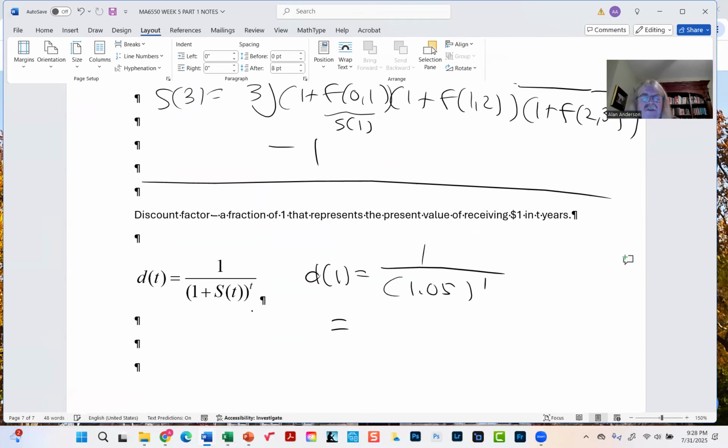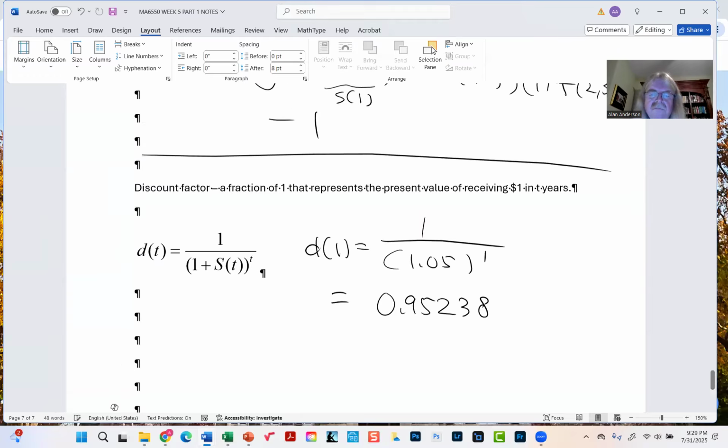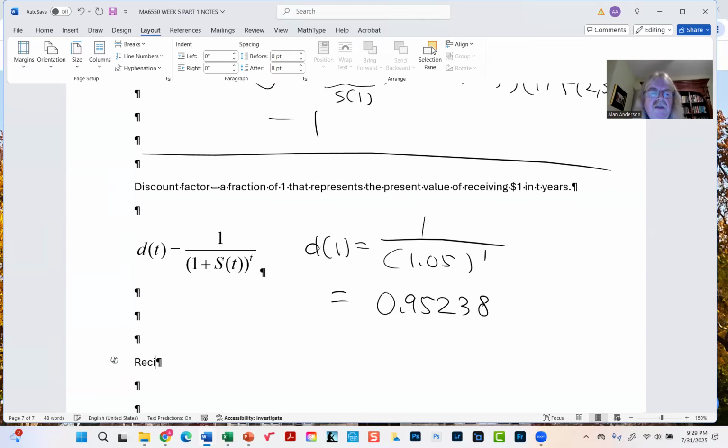So you plug that into your calculator, you'll get 0.95238. So what that means, the present value means this. Having a dollar in 1 year is equivalent to receiving 0.95238, about 95 cents or so today.